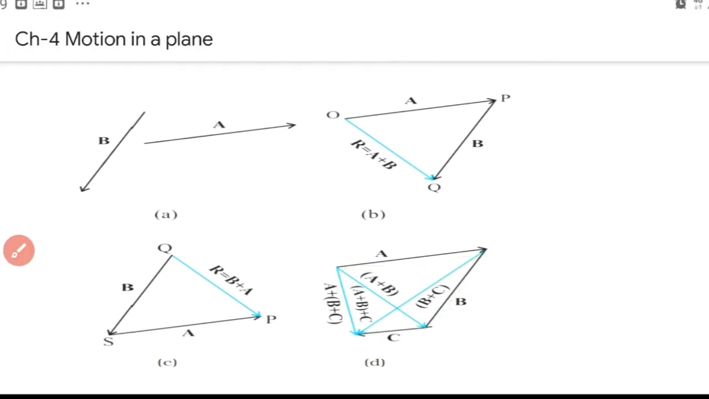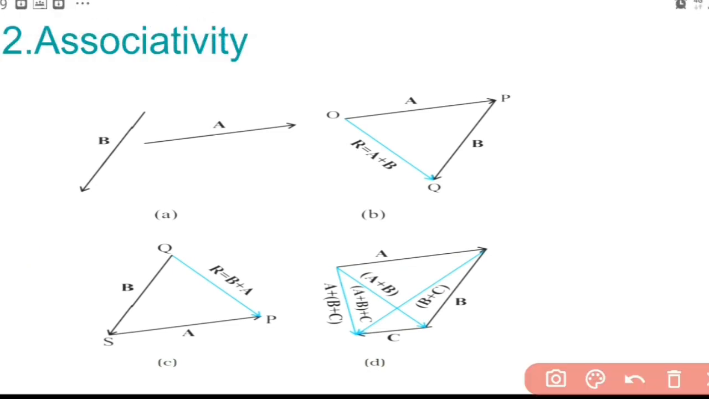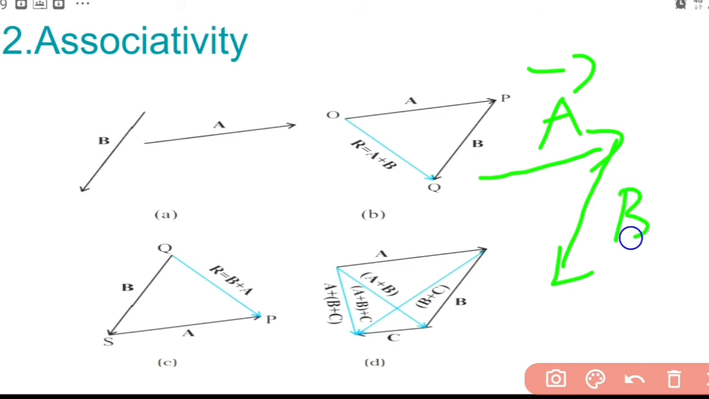So I'll show once again. So what did I say? First you have to draw vector A. So this is vector A. Then at the head of vector A you have to draw vector B. So this is vector B. Then at the head of vector B you have to draw vector C. So this is how vectors A, B and C we have to draw.